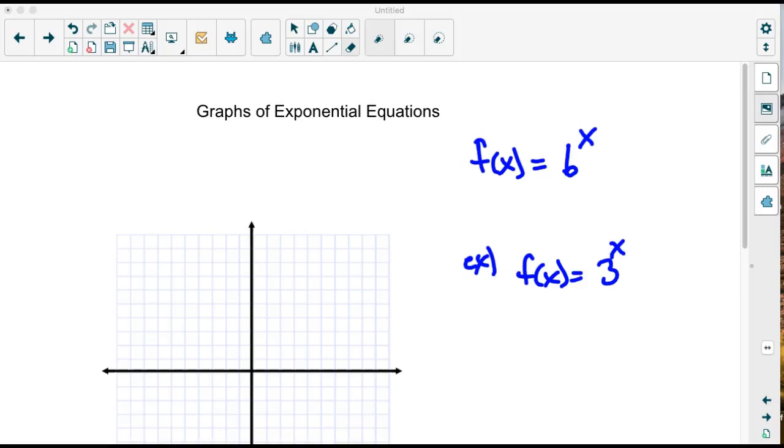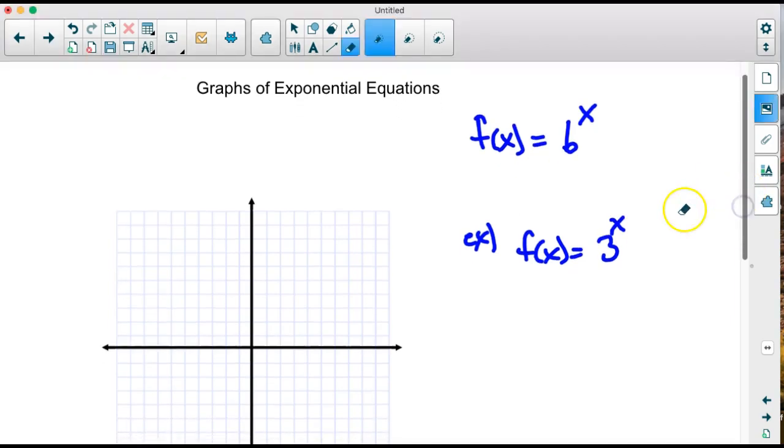Hello, and in this video we're going to look at graphs of exponential functions, or exponential equations. We're going to start with the basics: f of x equals some base to the exponent x. I'm going to take a look at this example right here and look at its functions, and then generalize that for any exponential function with a base and an exponent of x.